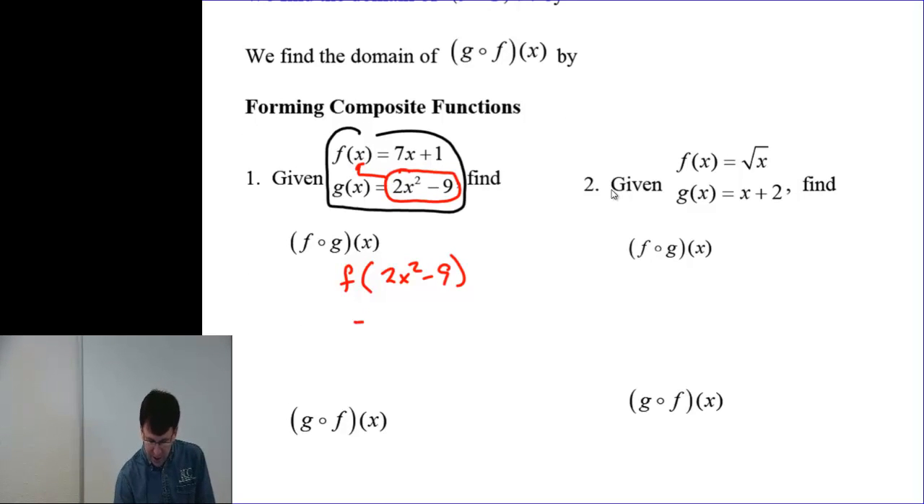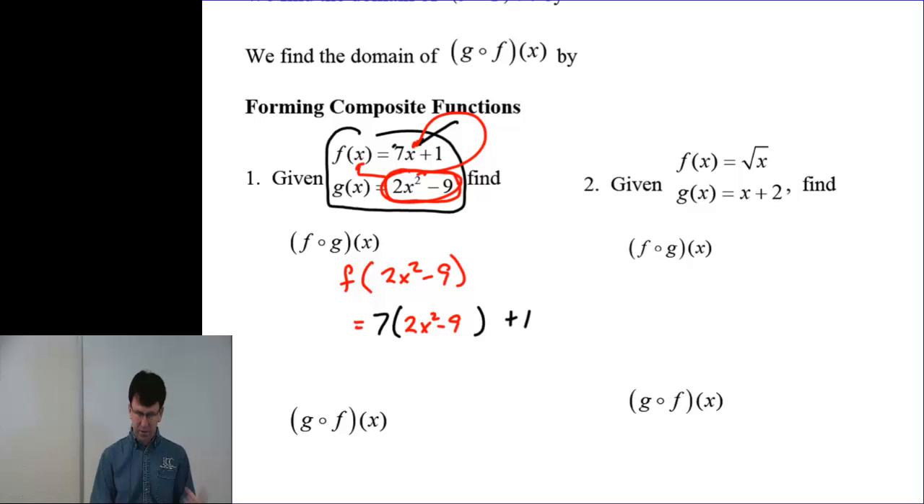This is defined as being equal to, well, let's put it in hard code, 7 times the input plus 1. This is the function F, because it's 7 times the input plus 1. And what we're going to input into that function is 2x squared minus 9, because that's who G is. So we're going to take G and plug it in for every x there is in F. And then now it's a matter of just hanging on to your algebra and simplifying. So this turns into 14x squared minus 63 plus 1. So let's just call it minus 62, and we're done.